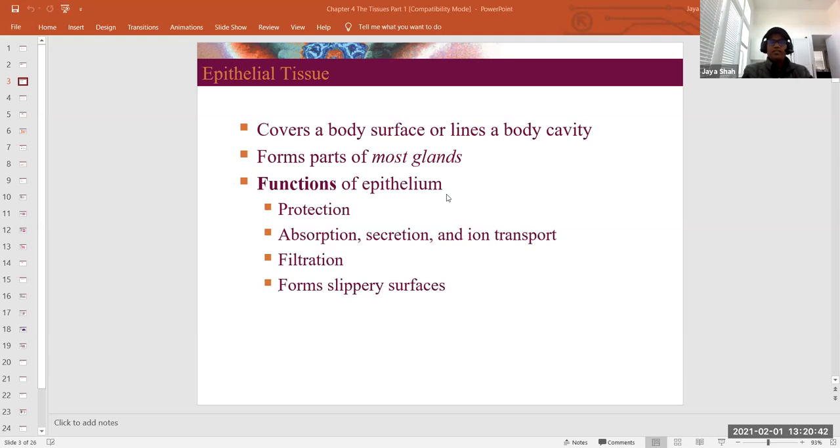So the function of the epithelial tissue. Epithelial tissue is also called epithelium, like your skin is epithelium, the inner lining of your gut is epithelium. So what are the functions? They protect, like your skin. They absorb, like when you eat food, what happens? Your GI tract absorbs sugar, fat, protein. They secrete. When you drink less, your GI tract secretes, your kidney secretes. They do ion transport, like sodium, potassium, calcium, magnesium can cross through that membrane and go from one cell to another. They filter. And this epithelial tissue has some goblet cells in some tissues. They produce mucus. That's why they make the surface slippery, okay?